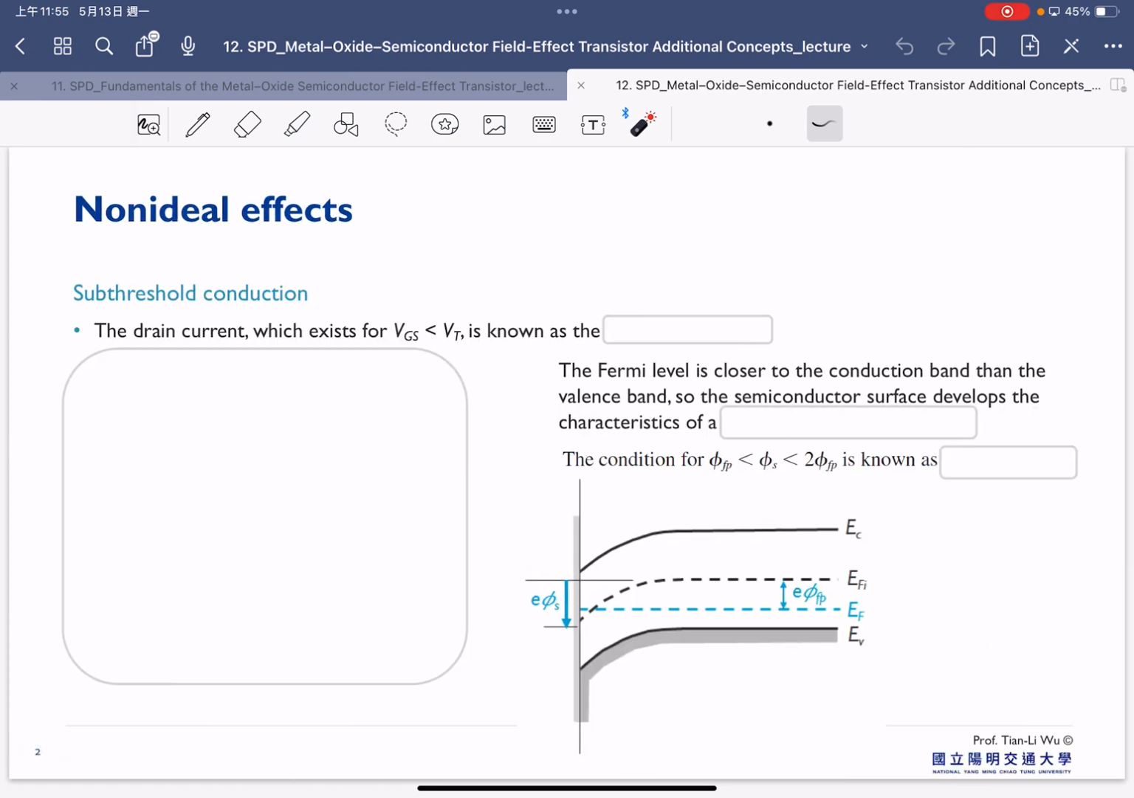So for the non-ideal effects, the first one is related to what we call subthreshold conduction. Subthreshold conduction means the drain current is actually already existing when our gate voltage is smaller than the threshold voltage, and this is known as the subthreshold current.